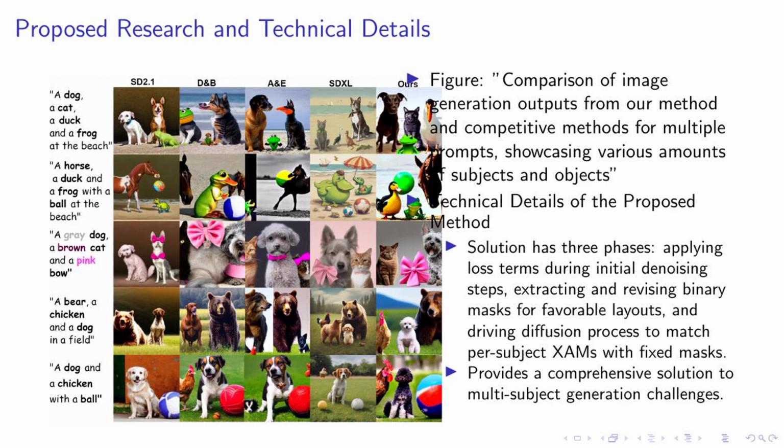Now, let's delve into the technical details of our proposed method. Our solution is threefold. First, we apply loss terms during the initial denoising steps. This helps to reduce noise and improve the clarity of the generated images. Second, we extract and revise binary masks to create more favorable layouts. This step is crucial in ensuring that each subject in the prompt is represented accurately in the generated image. Lastly, we drive the diffusion process to match per-subject XAMs with fixed masks. This step further refines the image generation process and ensures that each subject is distinct and clearly represented.